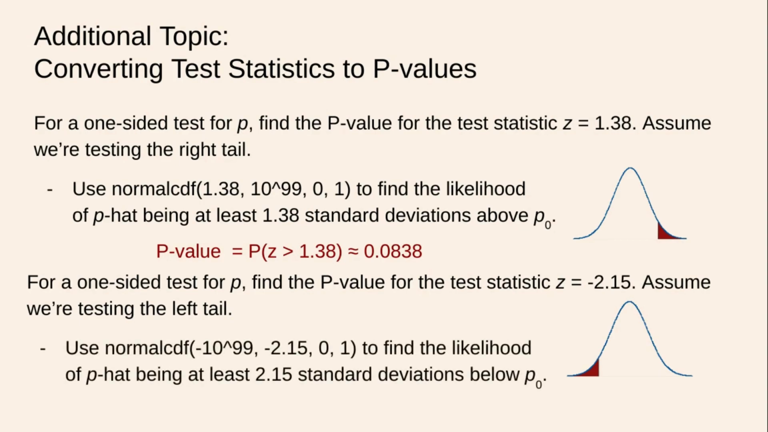We would use normal CDF and we would say negative 10 to the 99, arbitrarily low number, all the way up to negative 2.15. That tests the left tail, and we're counting standard deviations for our answer, so we have 0 for the mean and 1 for the standard deviation. And that finds the likelihood of p hat being at least 2.15 standard deviations below p sub 0, so an especially low p hat value. All right, and the odds of being this low or lower would be 0.0158. So a little north of 1.5%. Not terribly big odds.